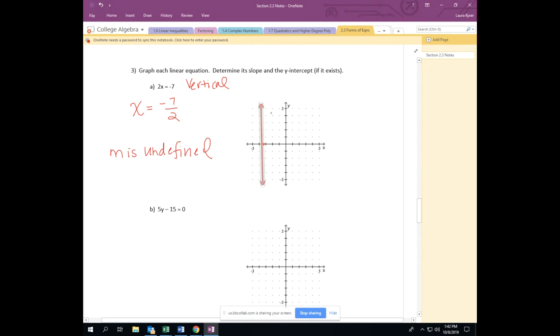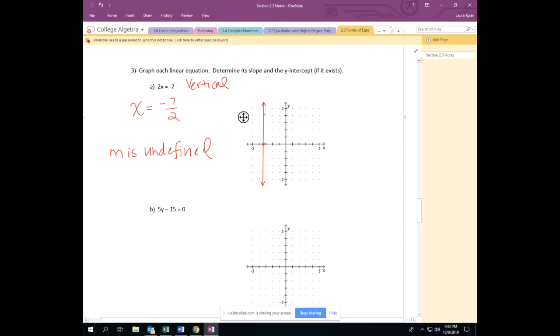Let me make it nicer and vertical. I'm terrible at using this line tool here. It's the pen. There we go, that's a little bit better. Still not great, but it'll do. You get the idea. Vertical line through -3.5.